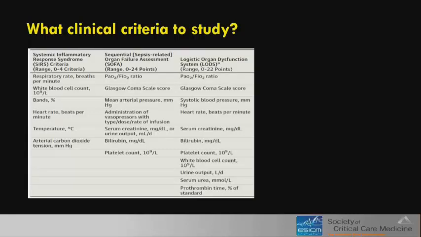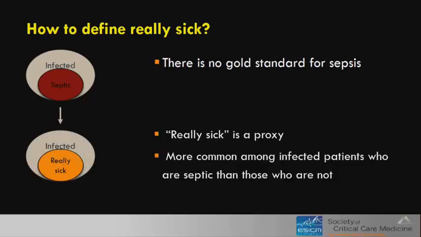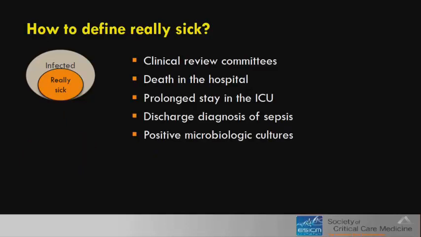And we looked at these 3 groups of criteria: the sequential organ failure score, the logistic organ dysfunction score, and the qSOFA, to try and understand if they had different utility in separating patients in what we really thought sepsis would be. So there is the infected patient and there is the septic patient, and in simple terms, there is somebody who's really sick. But of course, that's a proxy, and now we need to understand how to define it in reality.